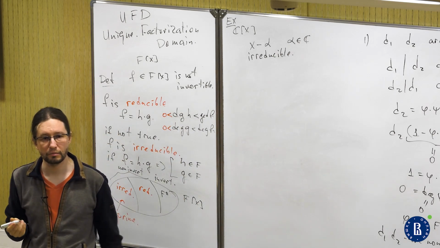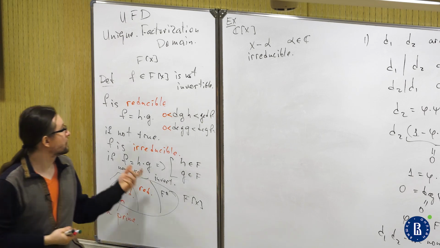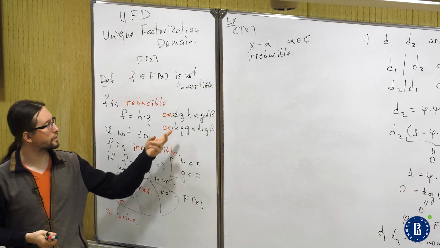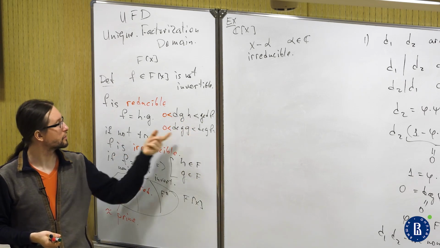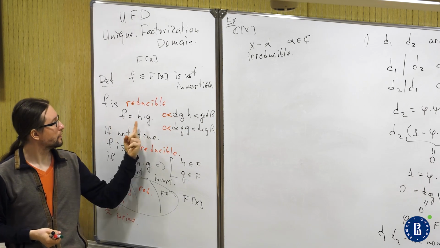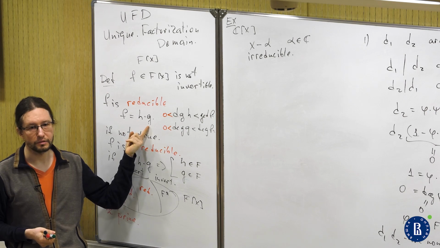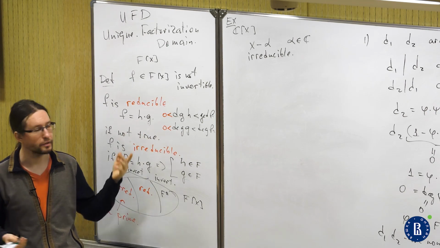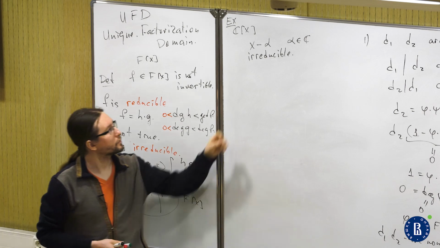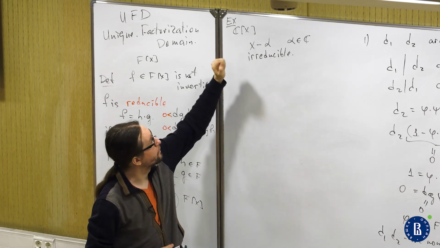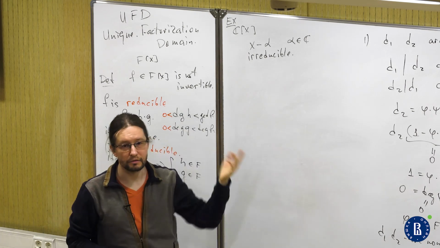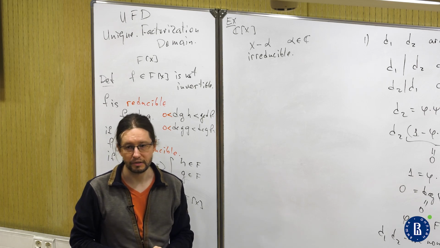Well, why is it irreducible? The polynomial of degree 1 is always irreducible because of this property: if the degree of f is 1, then one of these factors must have degree 0. It's impossible to have anything else. So that's why this is irreducible. And there are no other irreducible polynomials in the case of complex numbers.